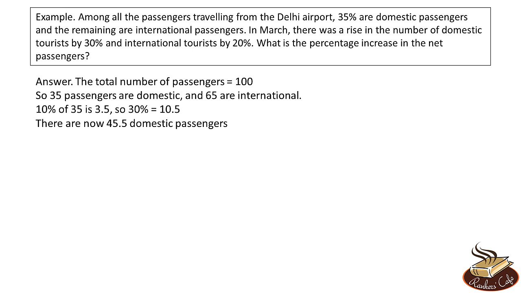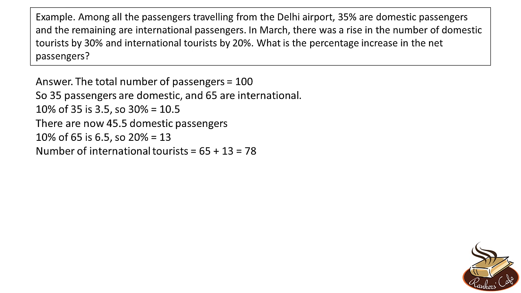Now what does 0.5 passenger mean? Does it mean that one passenger is a child and is counted as half? Well, obviously not. We get such a strange figure because we assumed the total number of passengers to be 100. But it does not make a difference. So let's proceed. International tourists rise by 20%. 10% of 65 is 6.5. So 20% is equal to 6.5 into 2, that is 13. So number of international tourists is equal to 65 plus 13, which is 78.